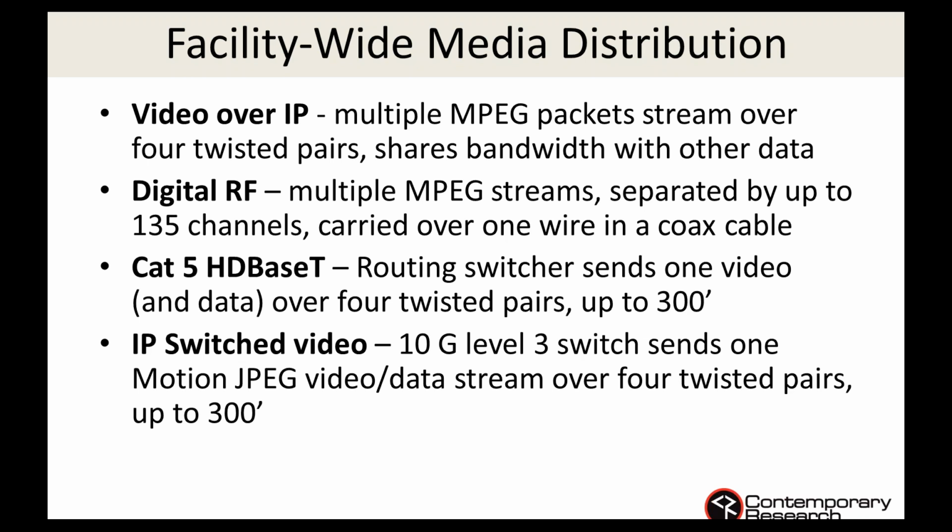So the throttle for that application is going to first be how much bandwidth is available to be streaming something all the time or for long periods of time, and are the components capable of multicasting the packets throughout a facility. Many don't. Digital RF is very related. It as well as carrying multiple MPEG streams separated by frequency. So channels 2 through 135 are each individual MPEG streams that are being carried across the system.